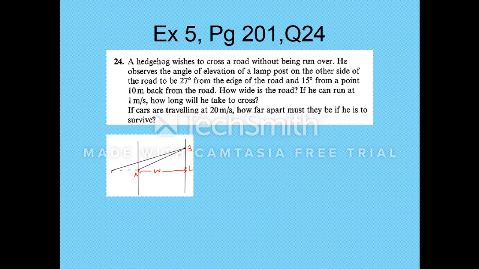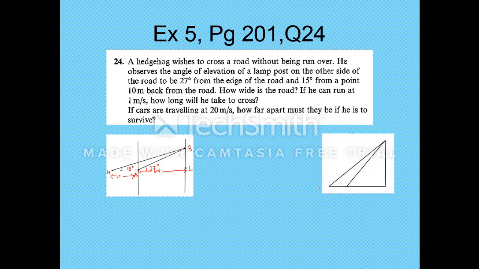So initially the hedgehog is at this point and then he moves 10 kilometers away. So this is 10 kilometers. Maybe I can call this point H. And according to the question, the angle of elevation initially is 27 degrees. And when he moves 10 kilometers backwards, the angle of elevation changes to 15 degrees. Actually, it will become easier if we were to first separate out the triangles from this entire diagram.